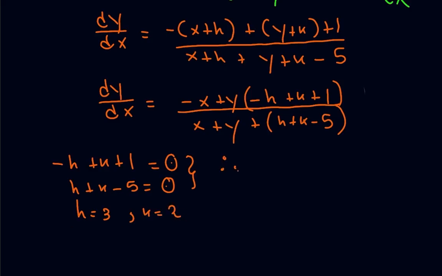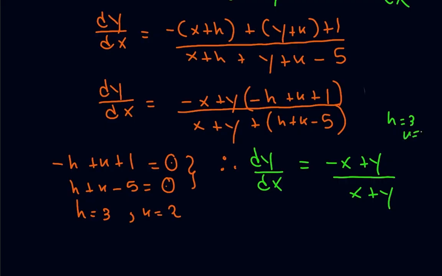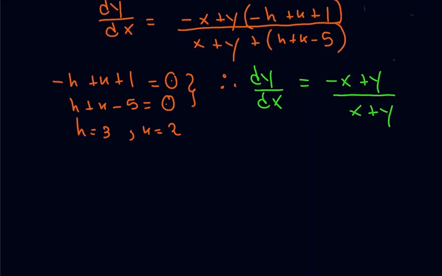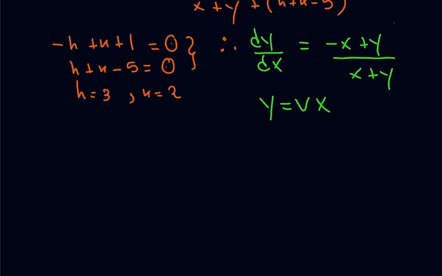Therefore our equation becomes something like this if we choose h and k as this. So our differential equation becomes like this for h equals 3 and k equals 2. Now this is a homogeneous differential equation in terms of capital X and capital Y. Now you can put our substitution, capital Y equals Vx. To solve this, we already know how to solve a homogeneous differential equation.